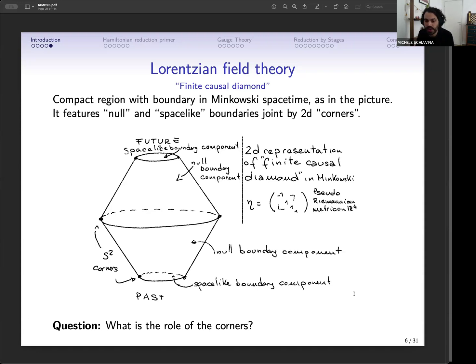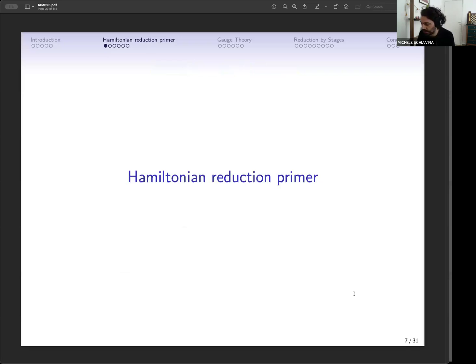And the question here that I'm trying to address, and Aldo and I have been trying to address for a while now, is what is the role of these corners and how you should treat them and how do they modify the previous discussion. Okay, so that's all for the introduction.